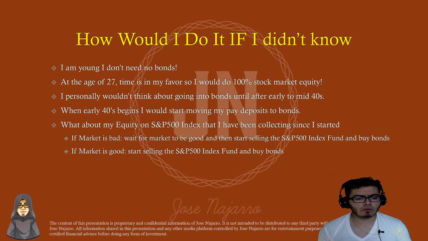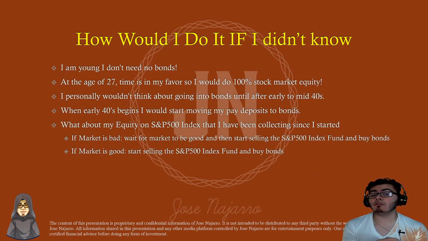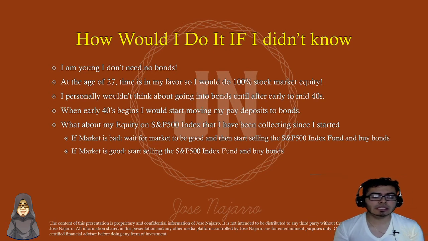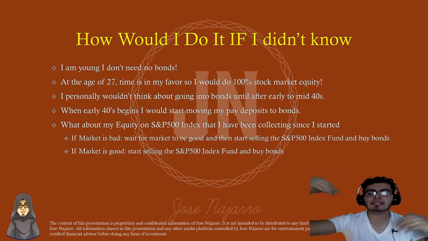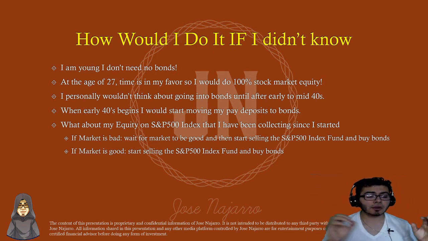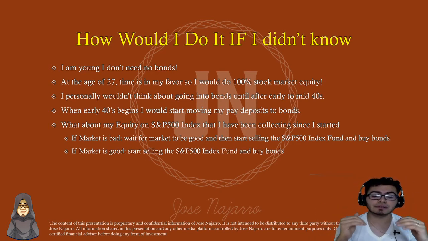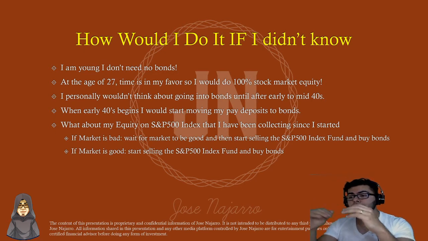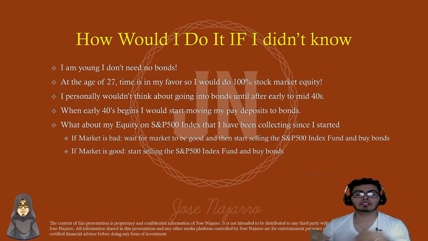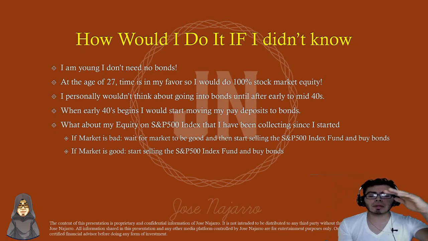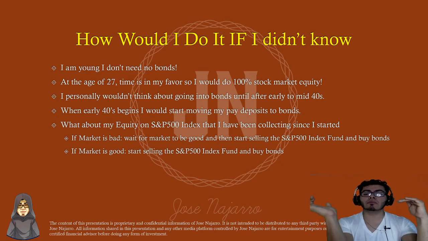So what about my equity in the S&P 500, right? By that time I would have hundreds of thousands in the S&P 500. If I have too much equity in the S&P 500, and the market is really strong, I will start selling out of my S&P 500 and move a little bit into bonds, a little bit each year, right? So eventually my portfolio will build up to a little bit less stocks and a little bit more bonds.